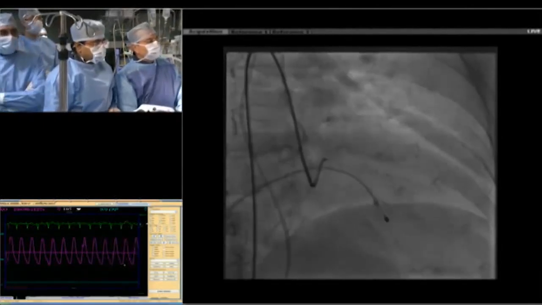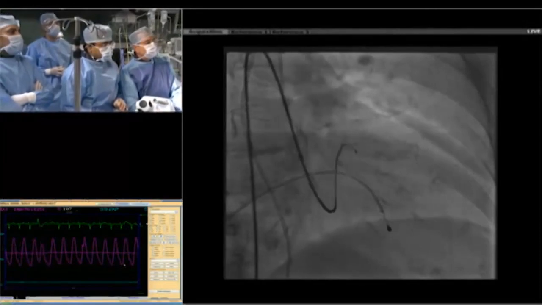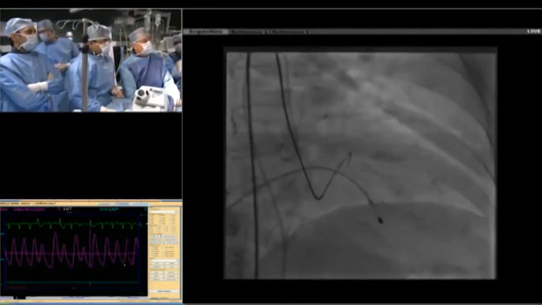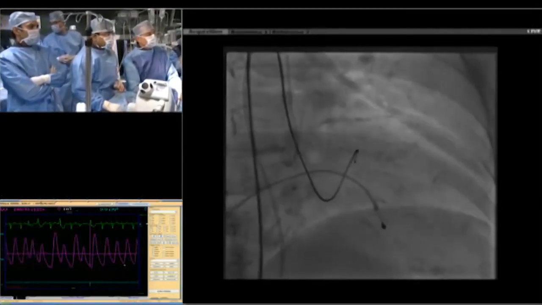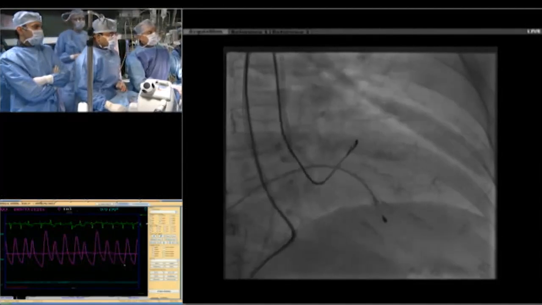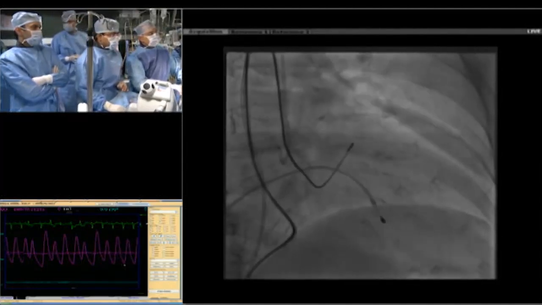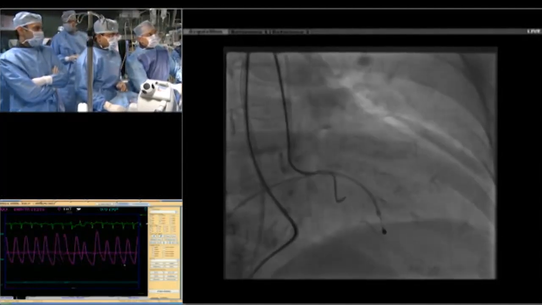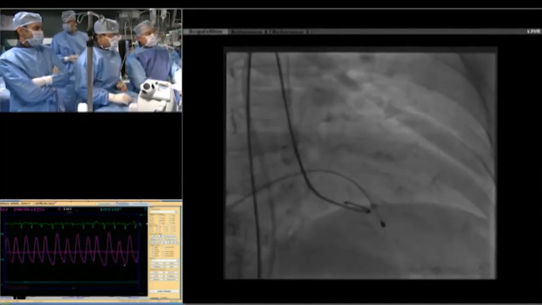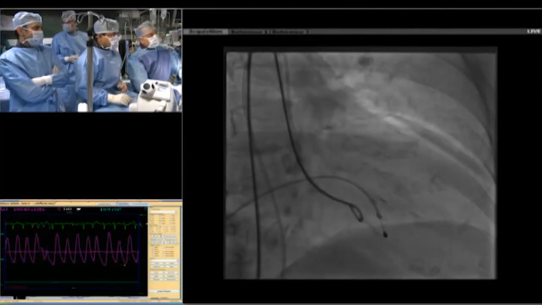That's not very good. Can I have the super stiff wire for a second? This is not good. I think it's caught somewhere in the cord. What we can do is just push the pigtail without a wire. It's not going. Yeah, let's just push the pigtail without a wire. Yeah, that's better. It's letting go. You're caught up on a papillary muscle.